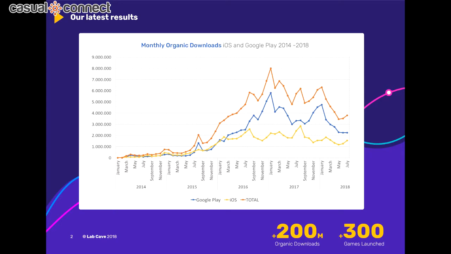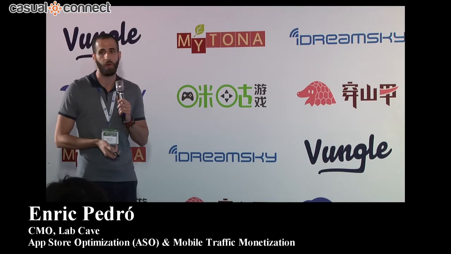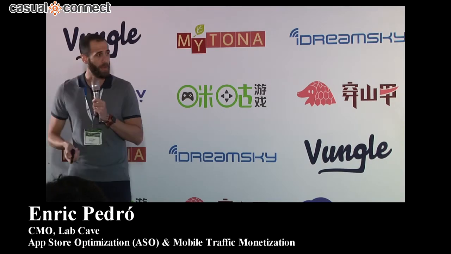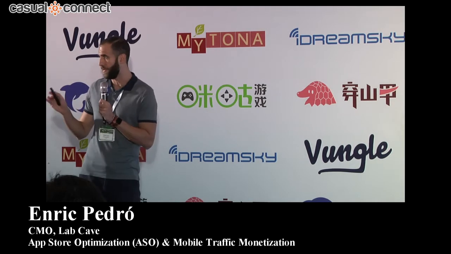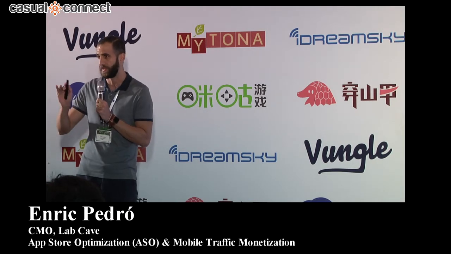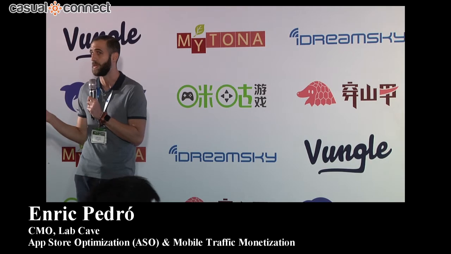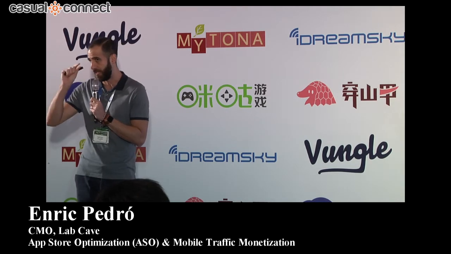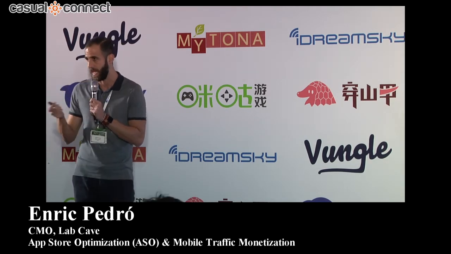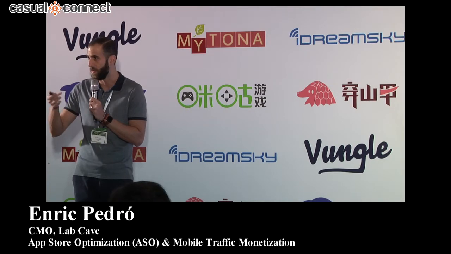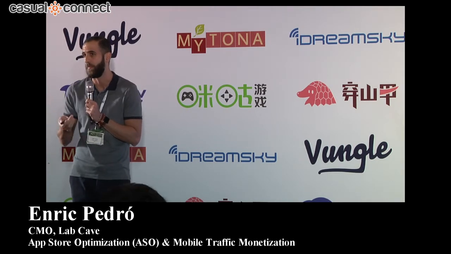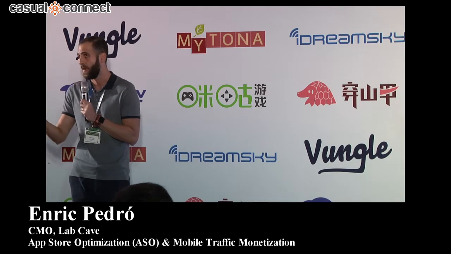That's the results that we achieved since we began back in 2013. As you can see, pretty good results so far. We released over 300 titles and achieved over 200 million organic downloads. This is mostly through organic traffic and ASO, App Store optimization. UA to us is a really small percentage. So again, today I would like to teach you a few more insights on what we do and how perhaps you can apply some of these findings on your titles.